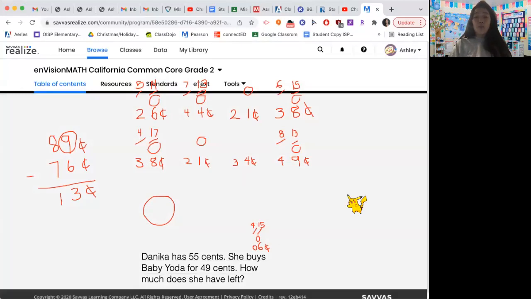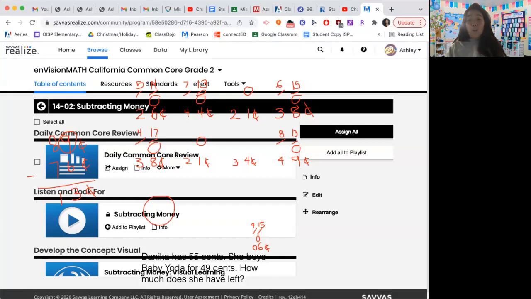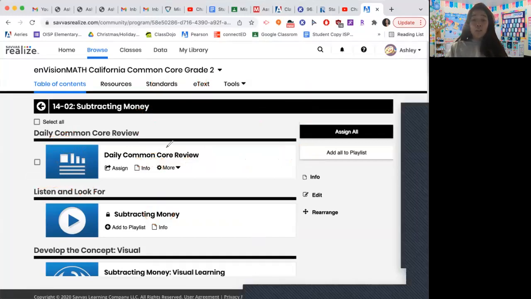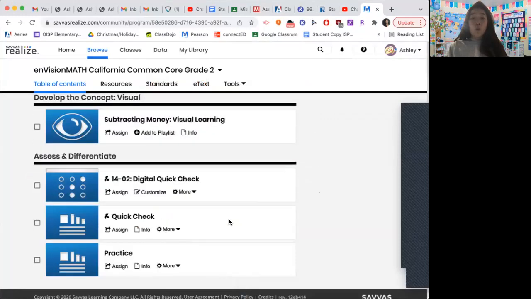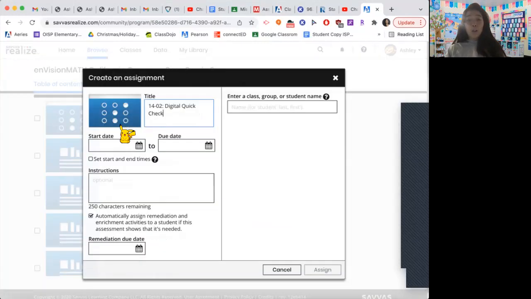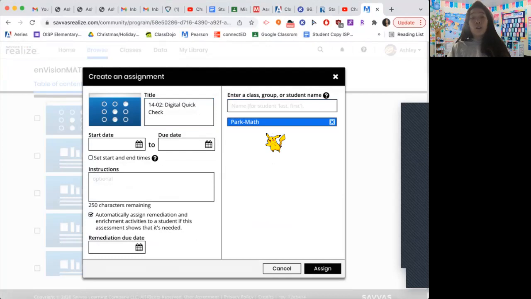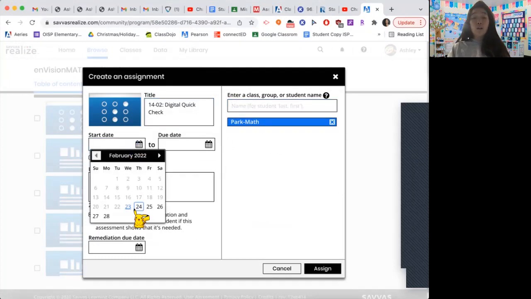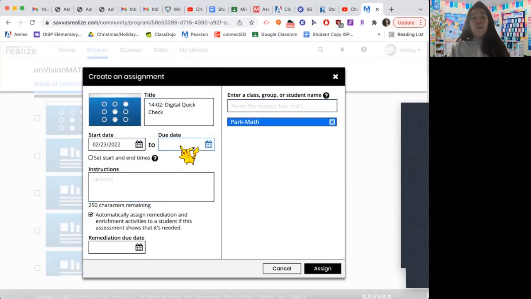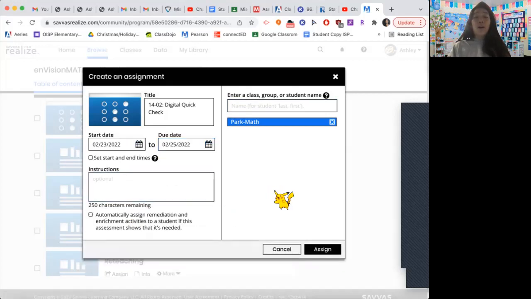So I am going to assign your digital quick check now. And once you're done with your digital quick check, you're gonna put your score in the chat. And then once you have put your score in the chat, if you have no missing work, then you will be free to log off. ELD students are gonna come back at 12 o'clock. Everyone else will come back at 12:45 for science.